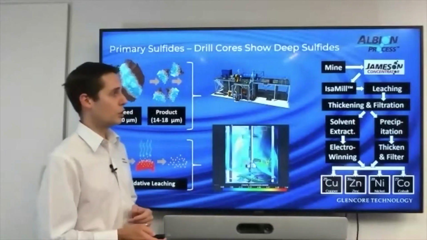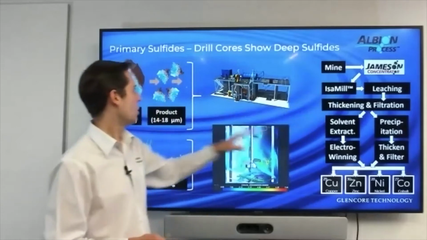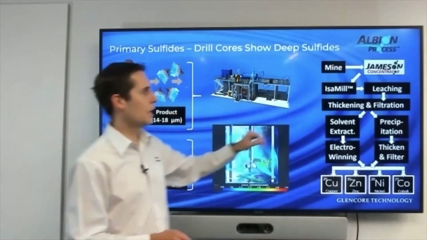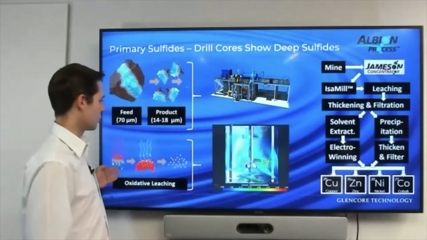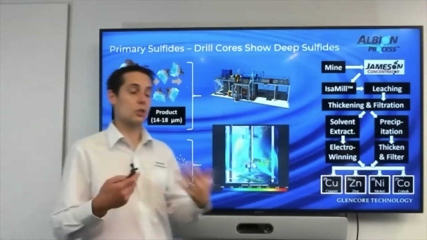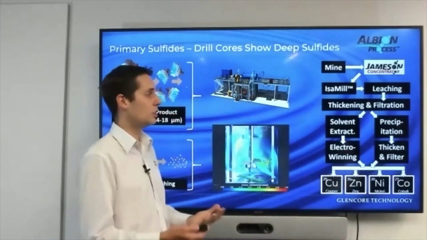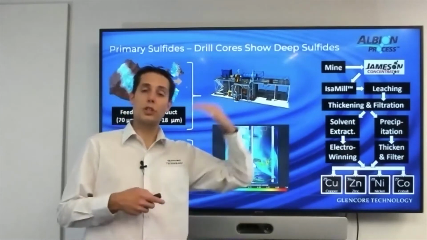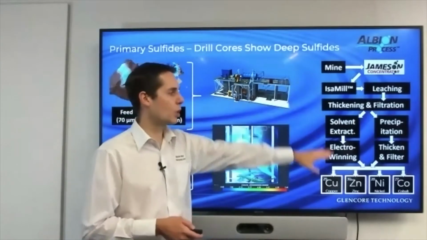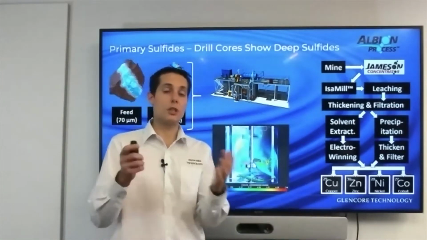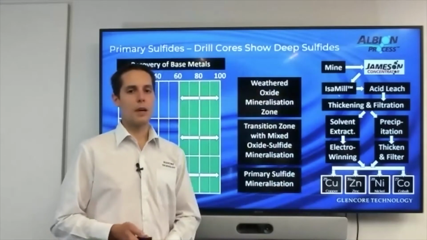So how does this influence your flow sheet? We go from our concentrator through to our IsaMill, which is doing our size reduction. That then goes to our Albion oxidative leach reactors, which is where we take those base metals into solution. Now, this is where we take into account the use of your existing infrastructure, or the infrastructure that you want to build for your oxide circuit up front, thickening and filtration, and then we're going to be able to use the particular flow sheet of your choice in the beginning to make those base metals.